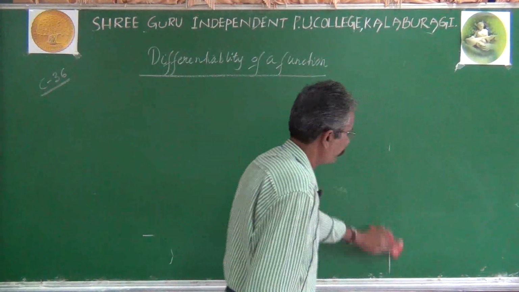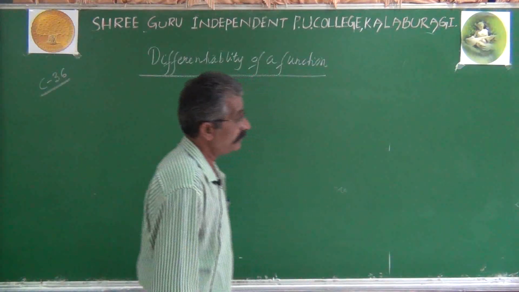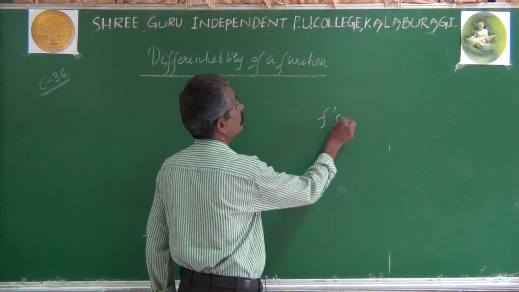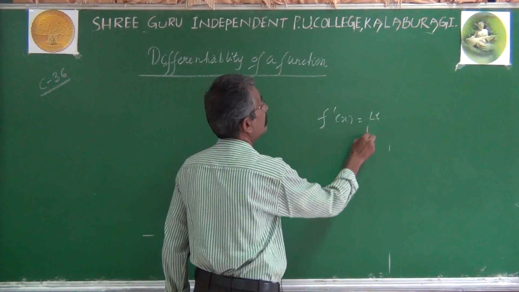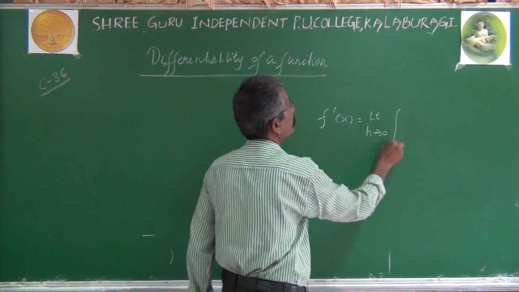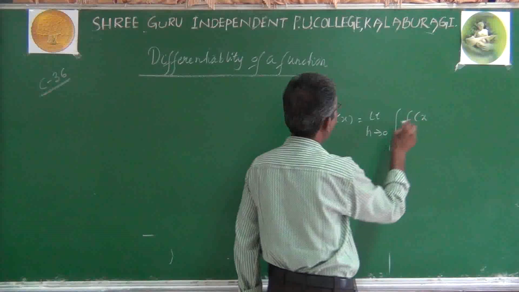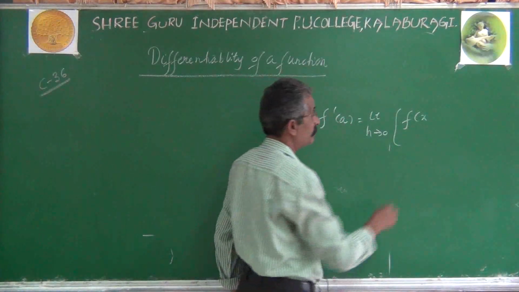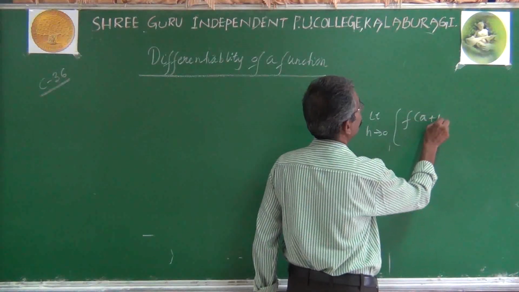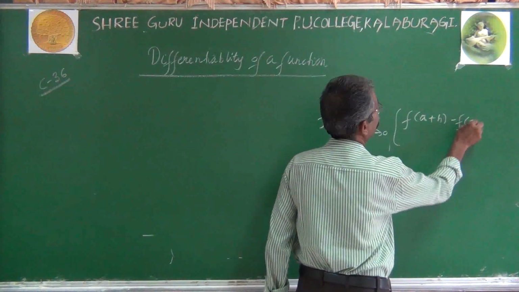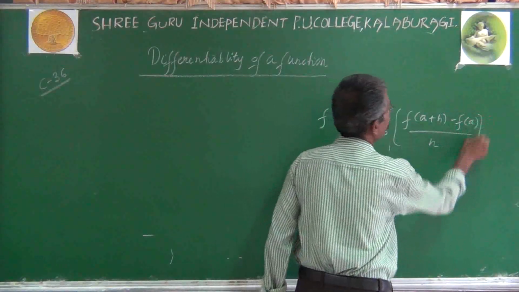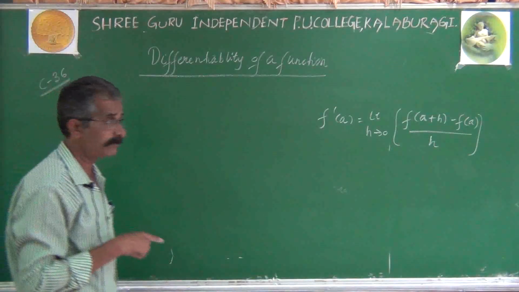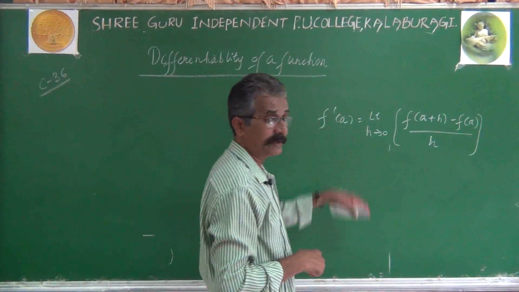So observe here, already we know the definition of f dash x. We know that f dash of x from our earlier class is defined by limit h tending to 0, f of x plus h. I mean, f dash a you can take. F dash a is defined as limit h tending to 0, f of a plus h minus f of a divided by h. This is the derivative of a function by first principles, in particular at the point x equal to a.